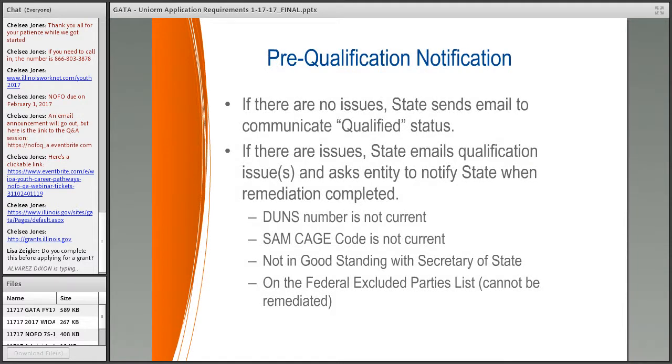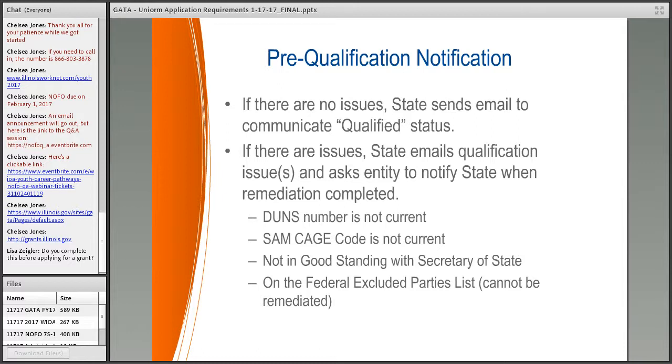So if there are no pre-qualification issues and the state's able to verify all the information, the registration and pre-qualification are one and the same, and you're done. Otherwise, if there are issues, the state will email qualification issues and ask the organization to notify the state when the remediation of the issues is completed.